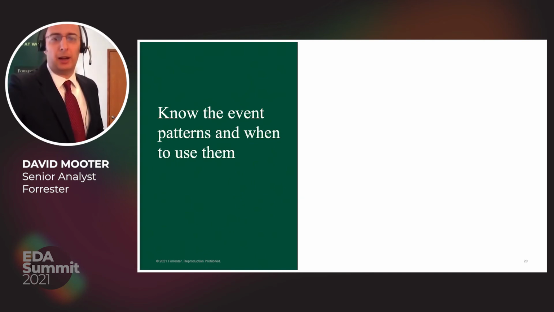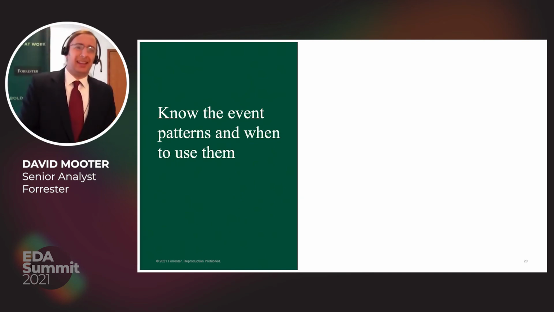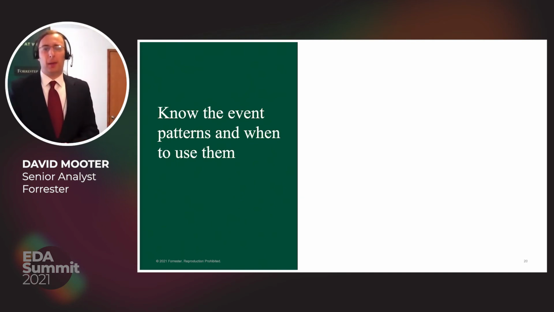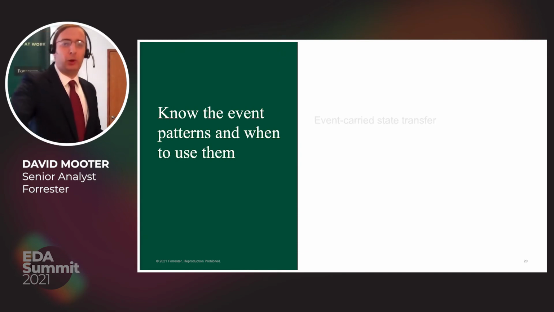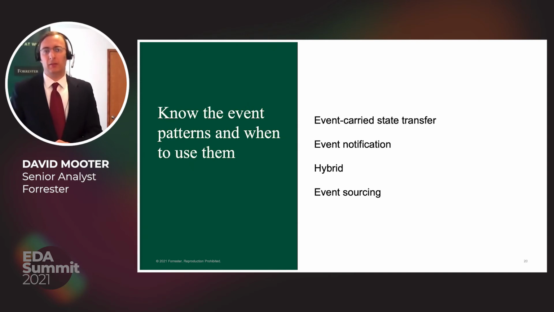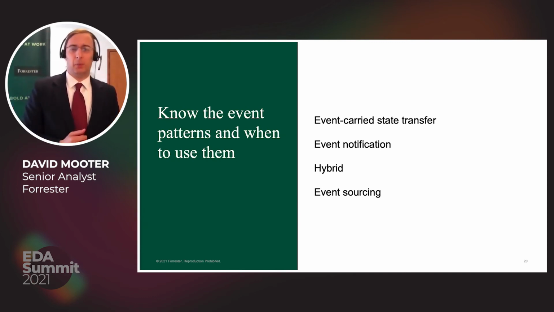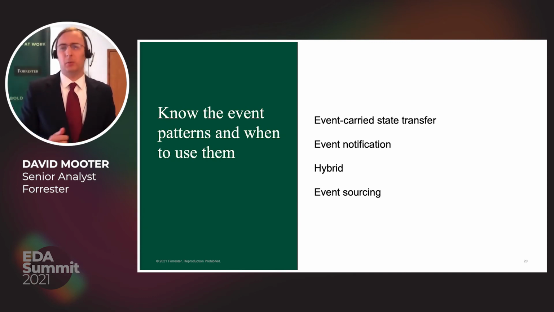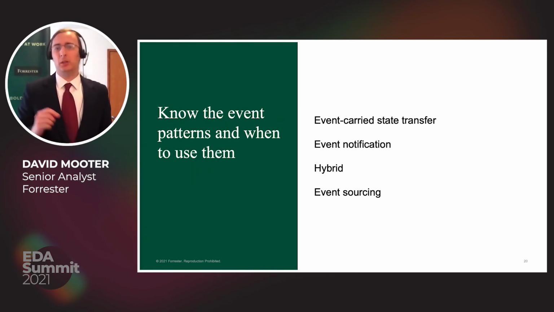All right, moving on. Next step, know the event patterns and know when to use them. So Forrester identifies 4 event patterns, and those are event carried state transfer, event notification, hybrid, and event sourcing. So let's dig into these 4 patterns and also when to use them. What are their pros and cons? Because that's the most important thing, is understanding why you want to use a pattern or why you don't want to use a particular pattern.